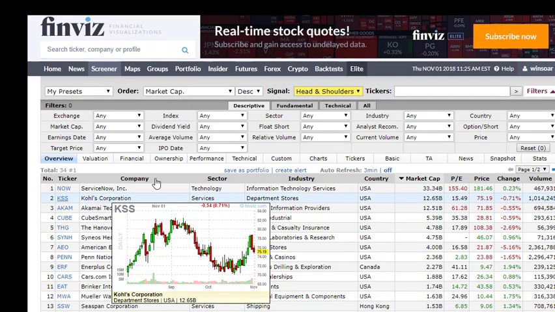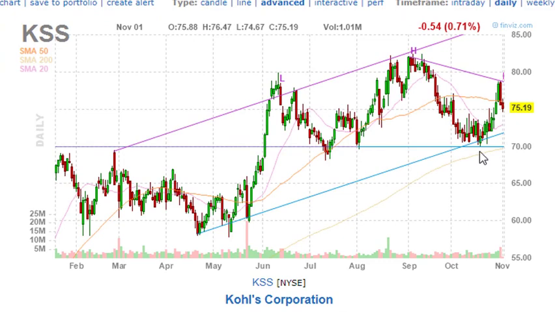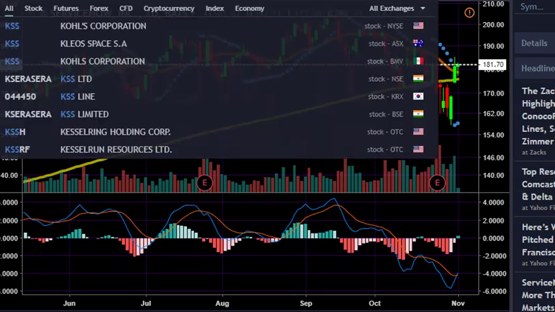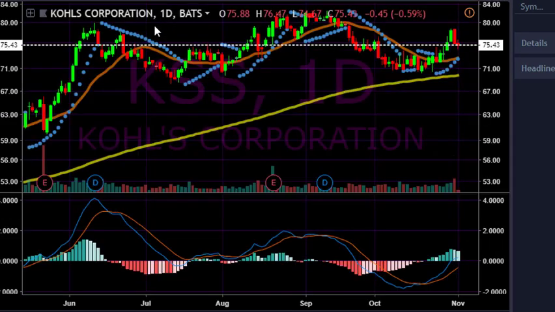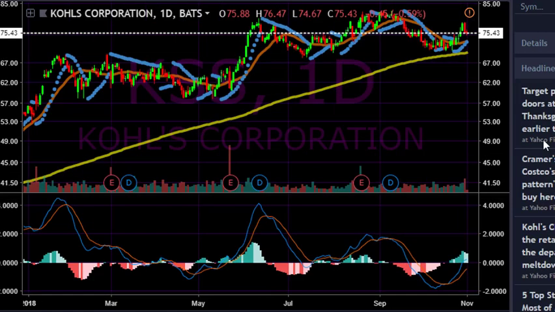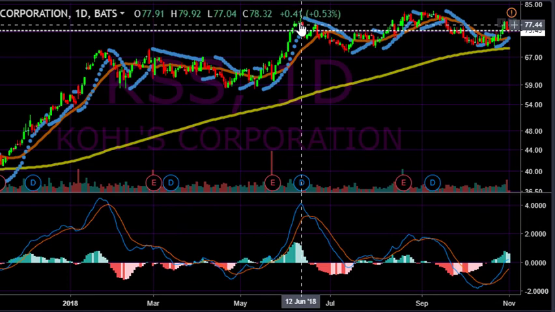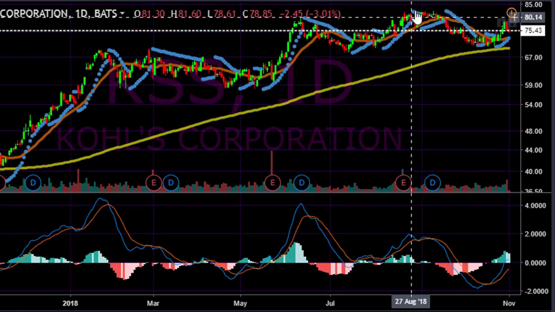Coles Corporation. And that does look like a better setup. So let's put that into TradingView. Move this out of the way. And yeah, there we can see the two shoulders and the head.